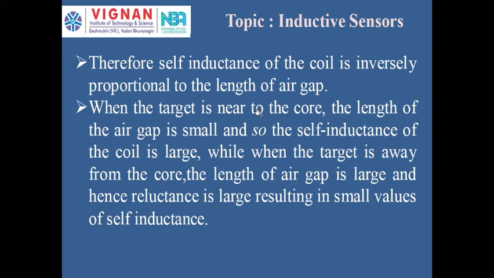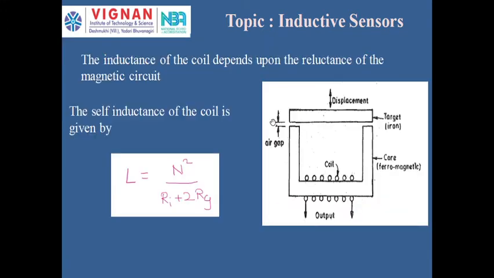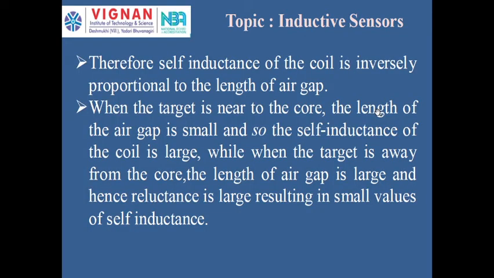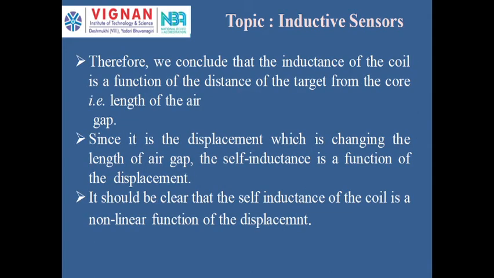That means when the target moves near to the core, the length of the air gap becomes small, and so the self-inductance of the coil becomes very high. While the target is away from the core, the length becomes large and the reluctance is large. Therefore, that results in small values of self-inductance. So simply we can conclude that the inductance of the coil is a function of the distance of the target from the core, that is the length of the air gap.